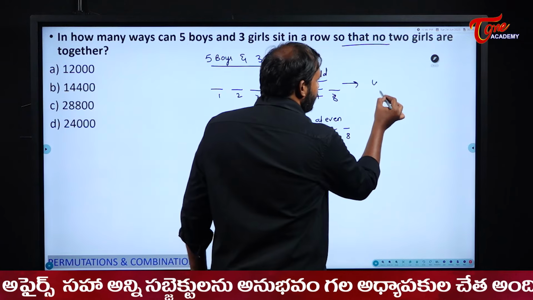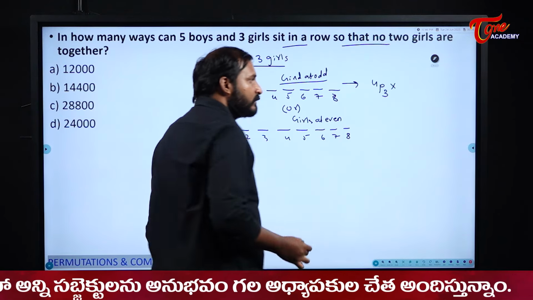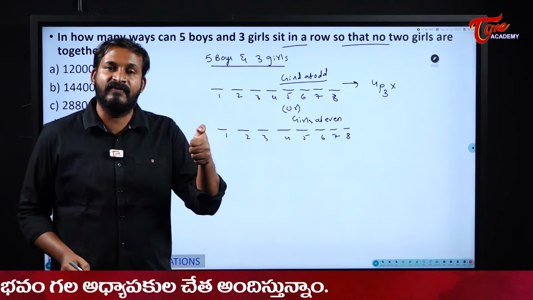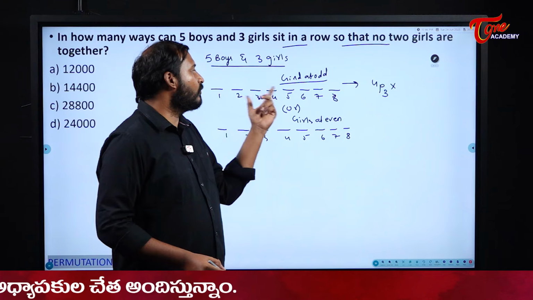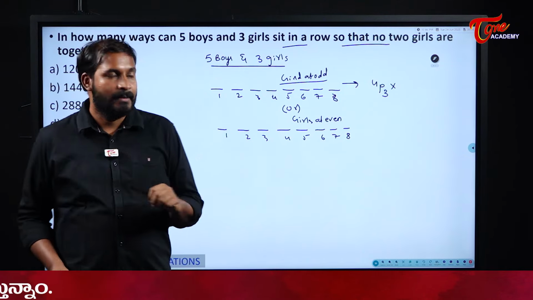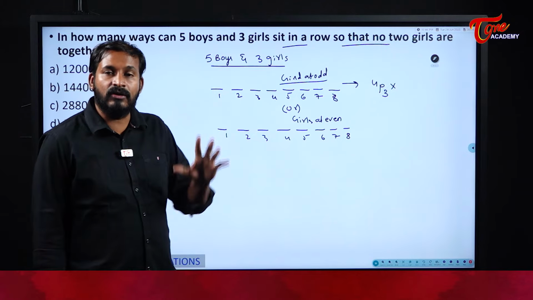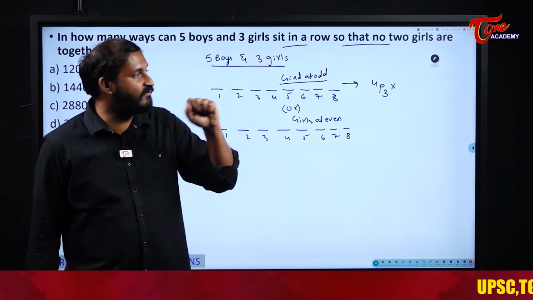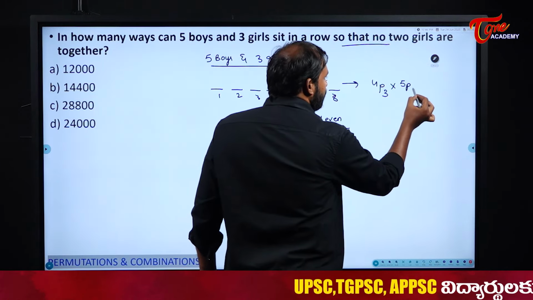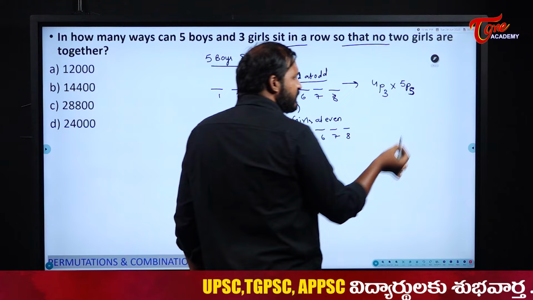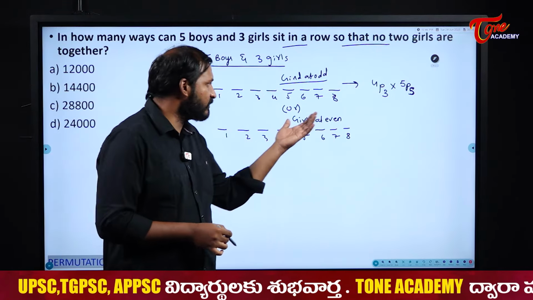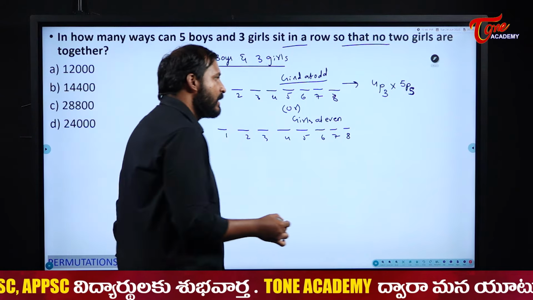3. So 4p3 into. Now out of 4, only 3 are filled. What about the other one? The other one will be filled by a boy. And total how many are there for me? Even positions are 4 in number. But one more odd position is also there, right? So total now I have 5 positions. In those 5 positions, 5 boys should be filled. They can be filled in 5p5 ways. Similar to our previous vowels and consonant case, this also comes under the same thing. Plus.